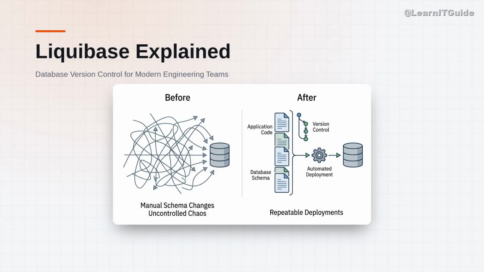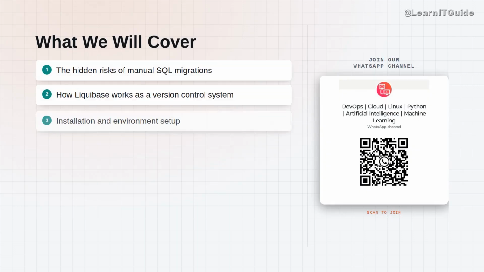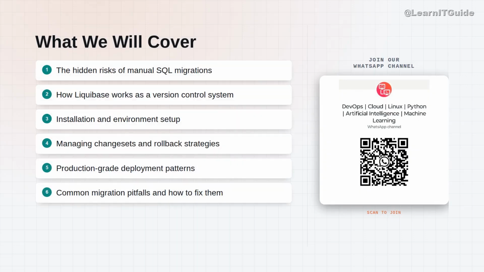Let us dive into the core of how you can treat your database schema like actual application code. It is a transition from manual chaos to automated, repeatable deployments. We have a lot to cover. Specifically, we will look at the risks of manual SQL, how Liquibase works, the exact setup steps, managing complex changes, and real-world production patterns. These are the topics we are going to cover in this video, so do not skip ahead. Watch all the way through to actually understand this properly.